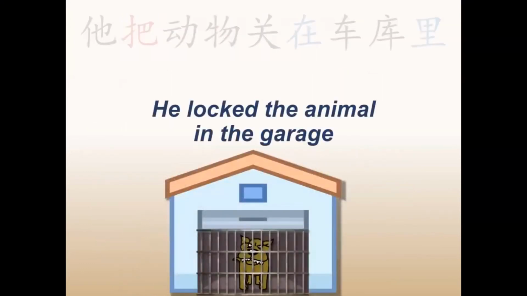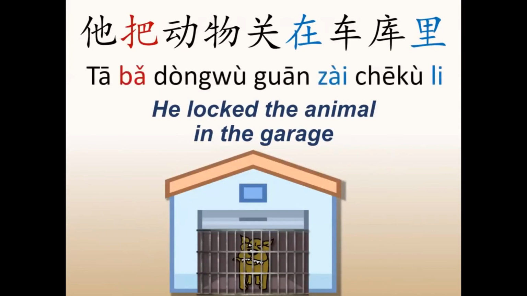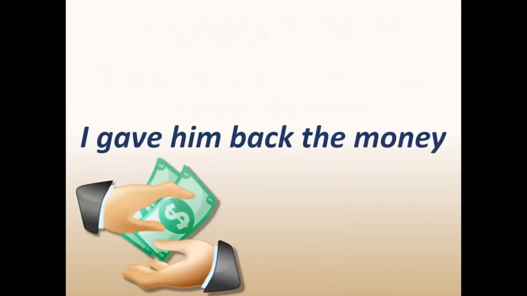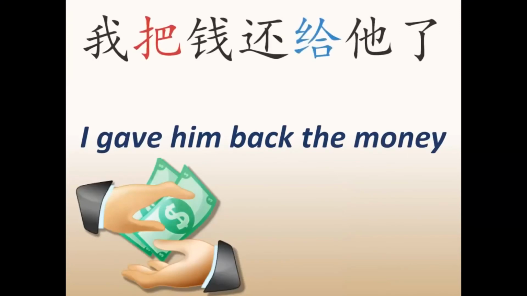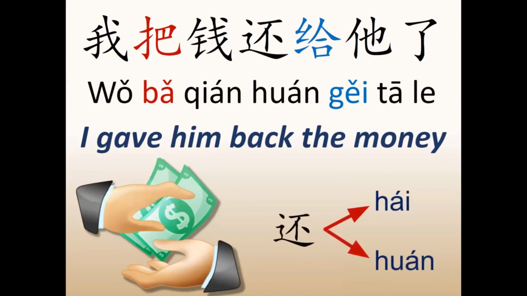He locked the animal in the garage. 他把动物关在车库里。I gave him back the money. 我把钱还给他了。Careful with this character, because it has two pronunciations, hái and huán. Here we are using the second one. Remember that hái means still, and huán means to return.